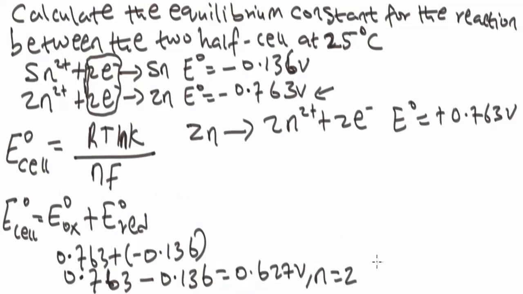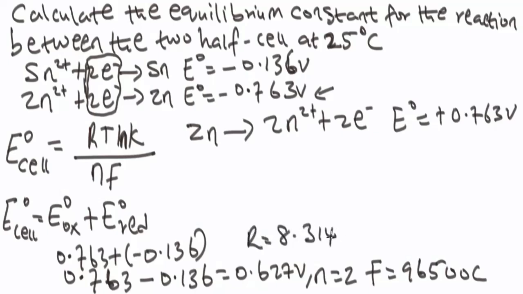And our Faraday's constant F is 96,500 coulomb. Alright, so our ideal gas constant R is 8.314 if we are leaving it in 3 decimal places, and our temperature in this question is 25 degrees Celsius. So convert it to Kelvin, that's 25 plus 273, which will give us 298 Kelvin. Alright, so now we have the parameters.